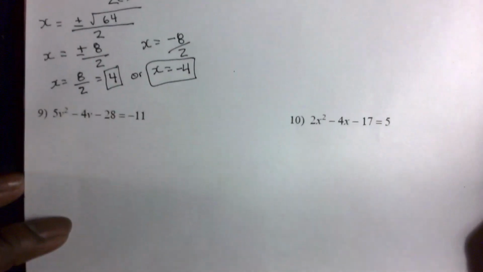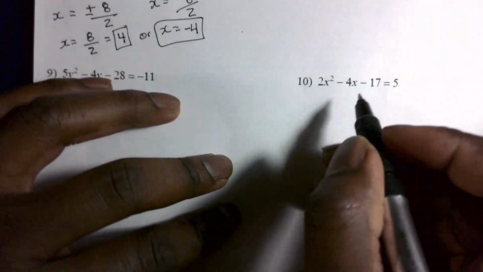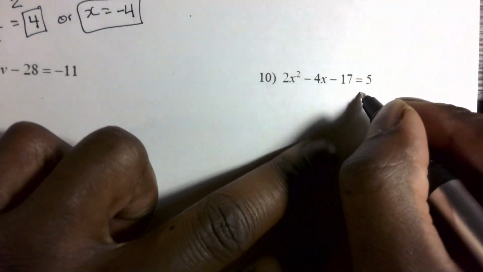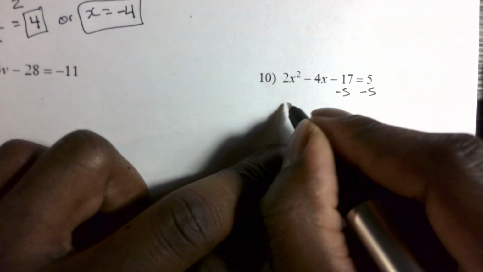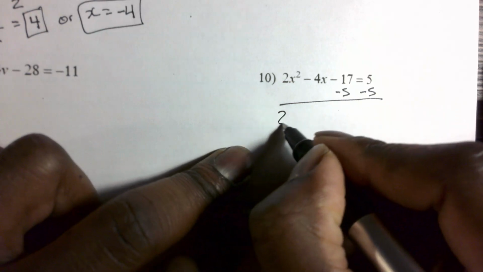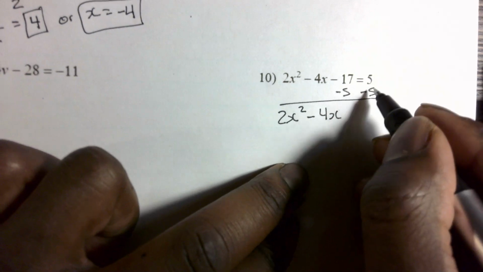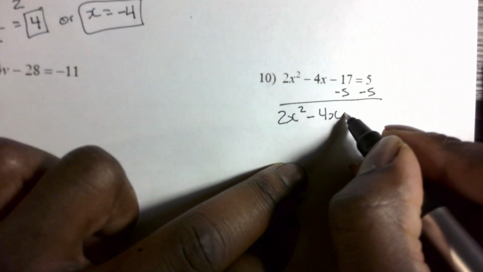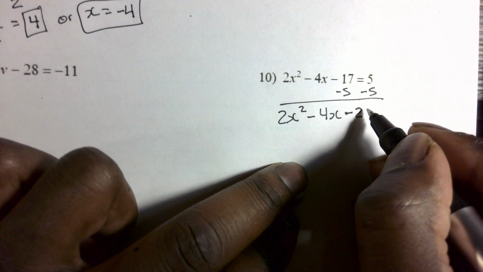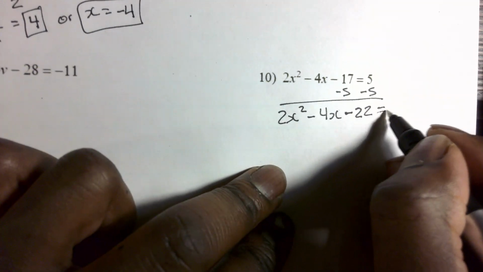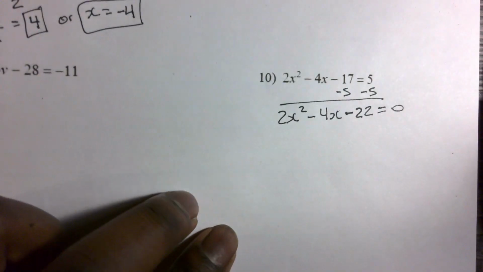Let's look at number 10 right here. The first thing we have to do is subtract 5 on both sides, because we want to set this equation equal to 0. When I subtract 5 on both sides, I have 2x squared minus 4x minus 22 equals 0.